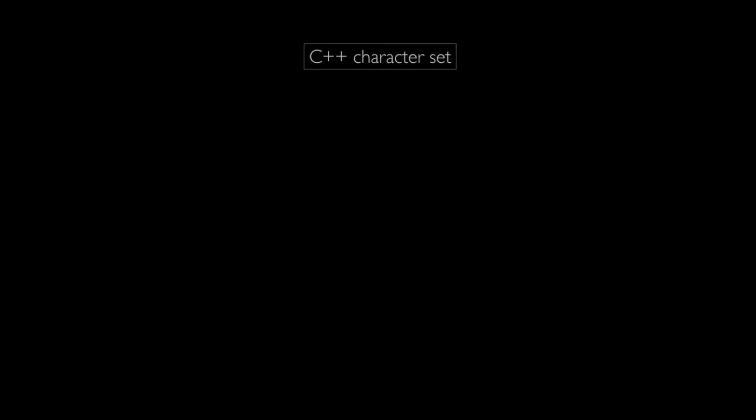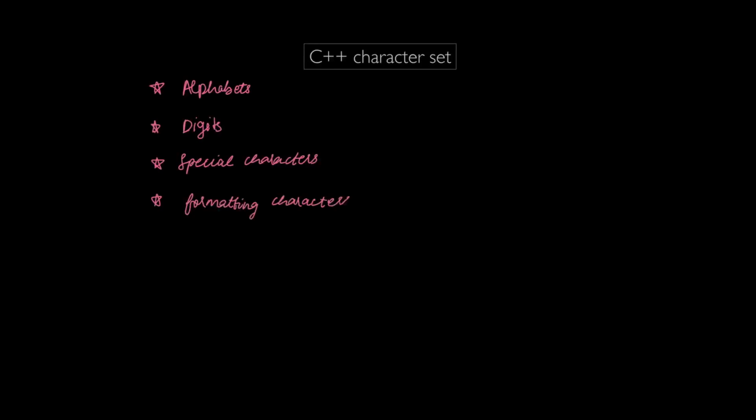Next up, it's the C++ character set. A character set is a set of valid characters that a language can recognize. So C++ can recognize, you need not worry, a wide range of characters ranging from alphabets, digits, special characters, formatting characters too.